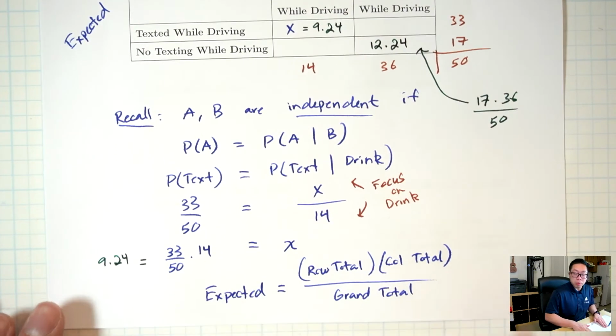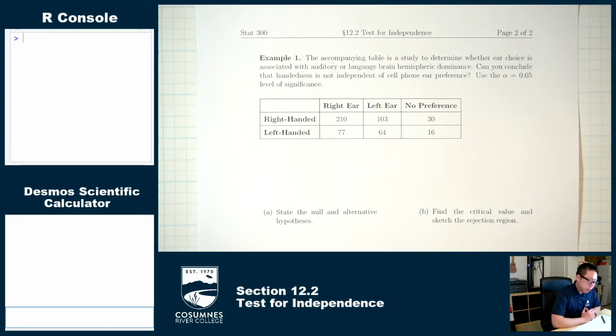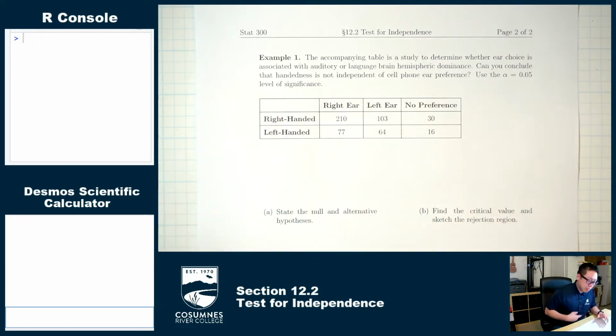I'm not going to do that because we're going to do another example where we do everything all the way through. Example 1. The accompanying table is a study to determine whether ear choice is associated with auditory or language brain hemispheric dominance. What does that even mean? Brain hemispheric dominance is really just saying which side of your brain is more dominant. In other words, are you right-handed or left-handed?